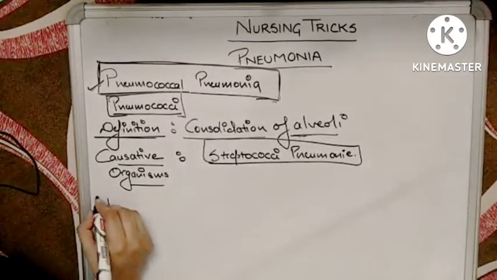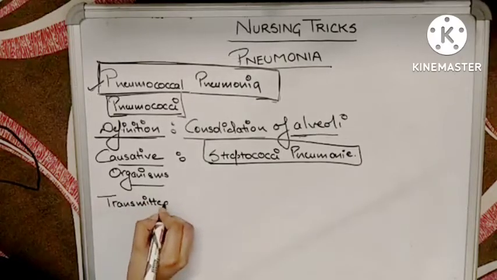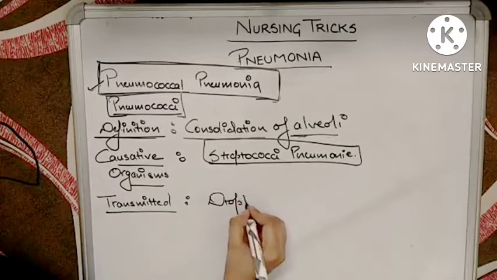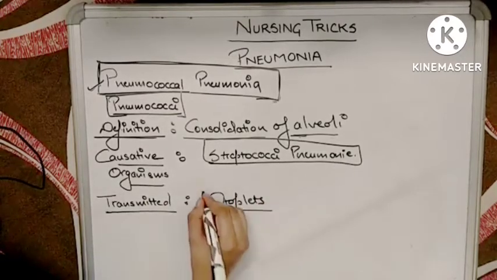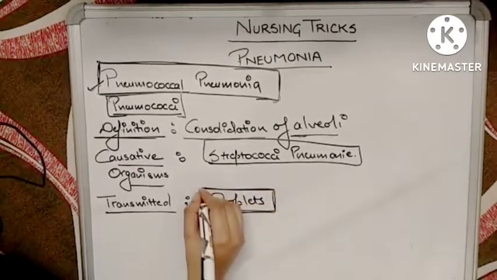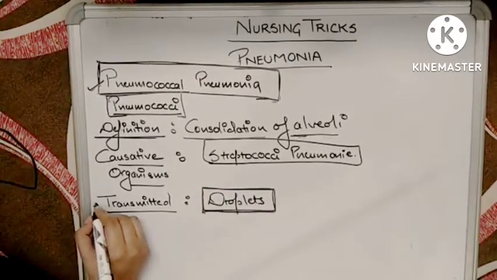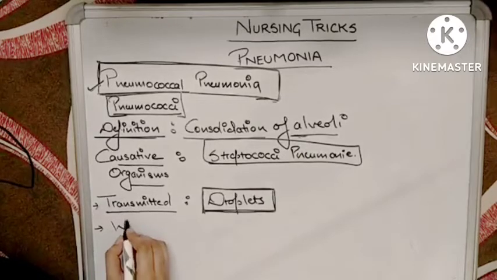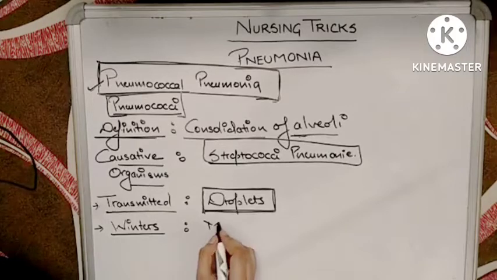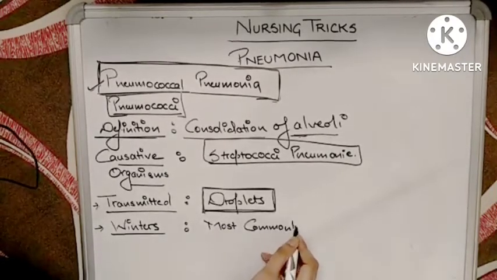Now, very important, how is it transmitted? It is transmitted through droplets, from the infectious person to the healthy person. And this particular disease you can see in the winters. So in the winters it is most commonly seen.